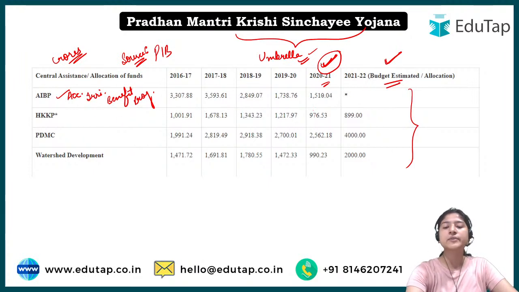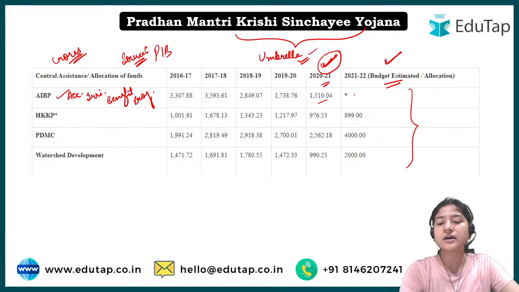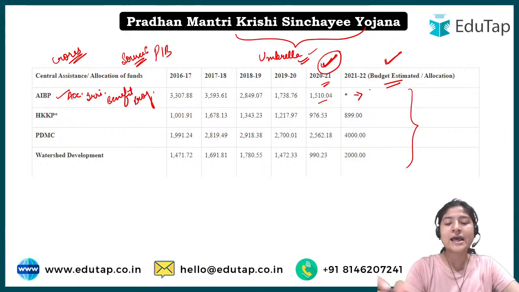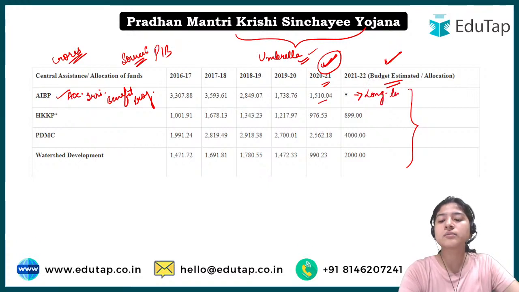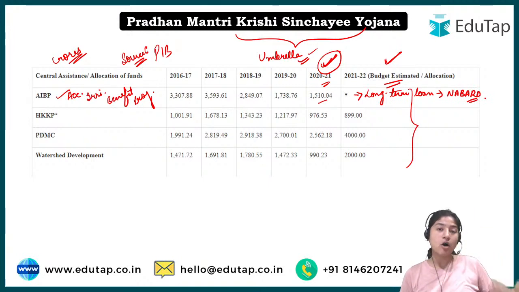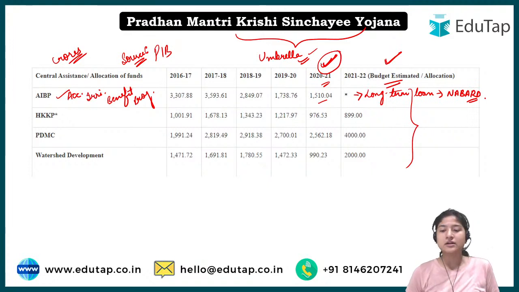For 2020-21 the budget was 1510 crore, and for 21-22, why is there a star? Because according to what the government has said, for this, that is AIBP, this time they will take a loan. They will take a long term loan, and this loan will be provided by the institution NABARD. So that is why there is a star, because we still don't know how much loan we can get, right? So that is why it's just a star. Whatever we apply for, we'll get to know later.